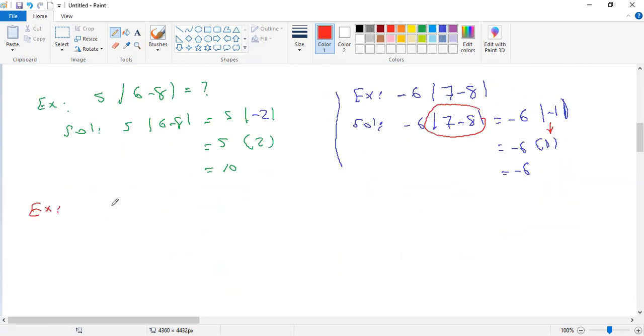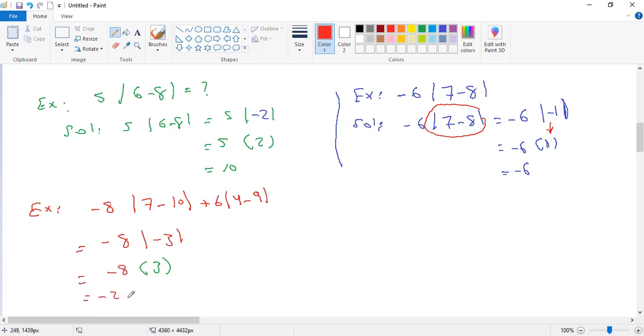For example, if I have negative 8 multiplied by the absolute value of 7 minus 10, plus 6 times the absolute value of 4 minus 9. Let's find the answer directly. Negative 8 times 7 minus 10 is negative 3, so the first absolute value, students, will be 3, positive 3. Then I have negative 8 times 3, which is negative 24.